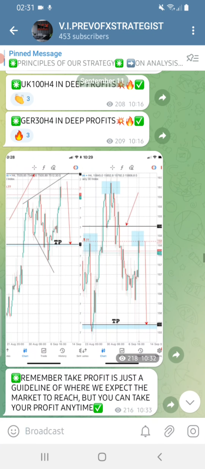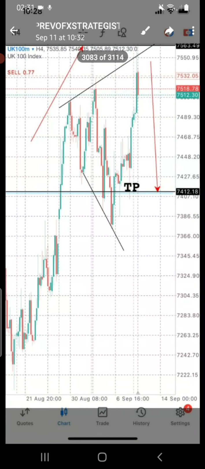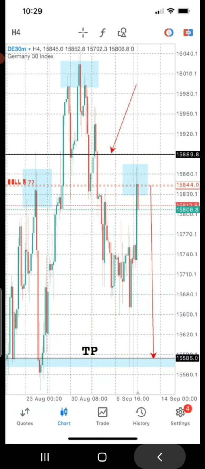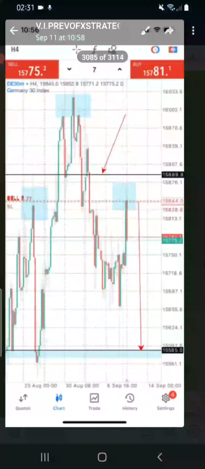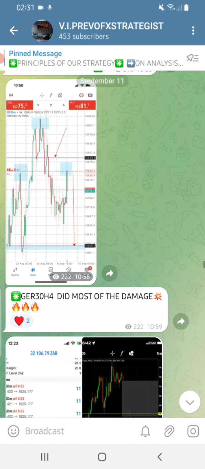Okay, and it continued to go deeper into profit. But in this case, UK 100 did not actually fall that much. It went all the way only to the resistance zone. And then German 30 is the one that actually did fall. As you can see, it fell all the way to the resistance zone. But as you can see, our capital was already safe there.